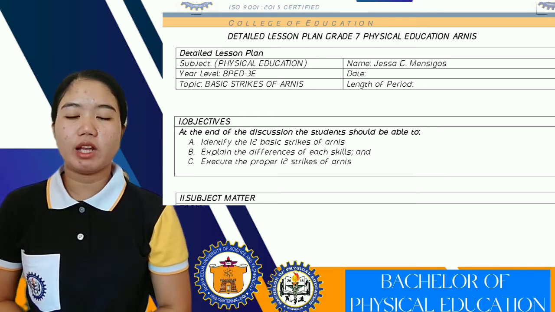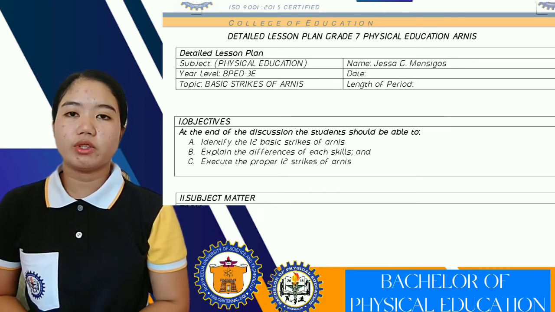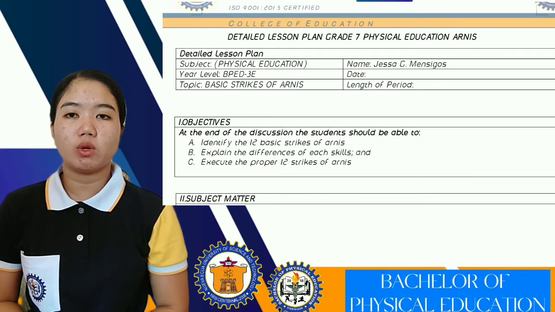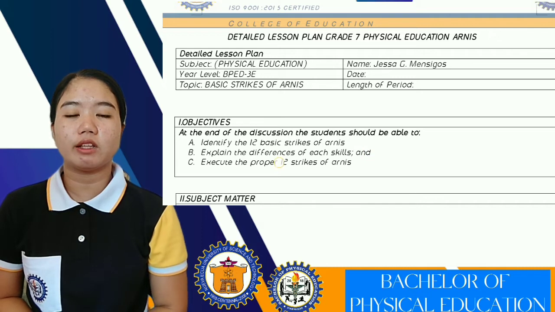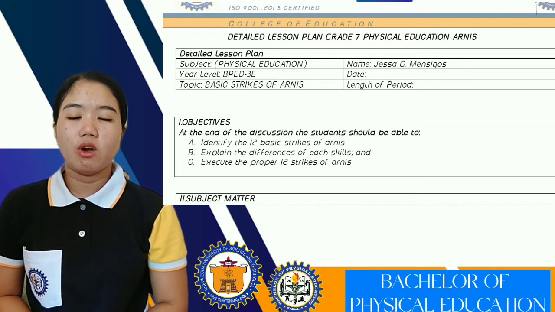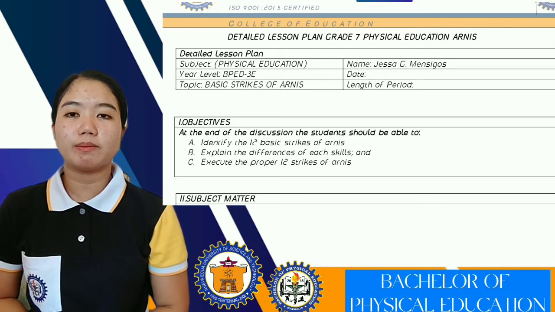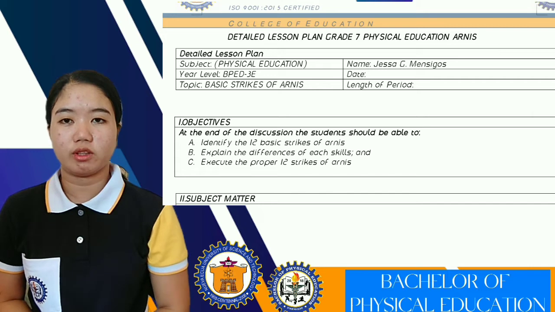Like for example, identify the 12 basic strikes in Arnis. So dito is the critical thinking na estudyante mo yung gumagana. So it may answer the question, what do we want to learn at the end of the day's activity or at the end of the meeting? So it means ano nga ba yung dapat matutunan ng mga estudyante mo at the end of the discussion.